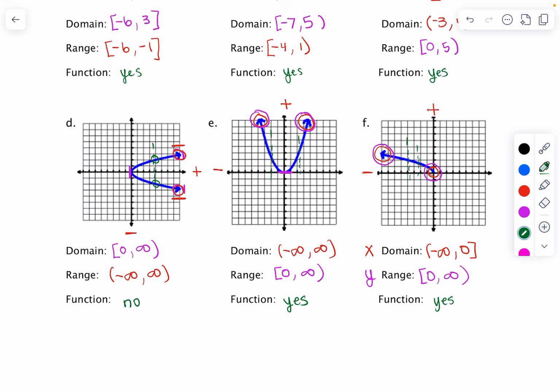I know this was a lot of examples. I also know how difficult domain and range is. So you know where I am. You know how to ask for help. Please do so. That's what I'm here for. Good luck.